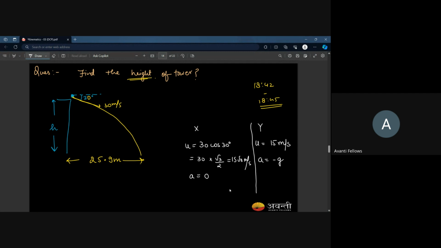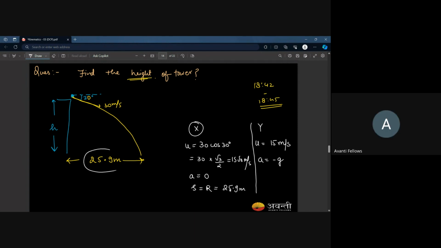See, in x-axis, there is no acceleration now. There is no force in x-axis. So there would be no acceleration. But in y-axis, there is always earth's gravity. Right? Yes, ma'am. Okay. The question already gave you the S or the R of x-axis, and that is 25.9 meter. Right?